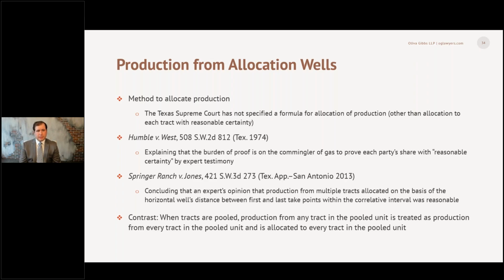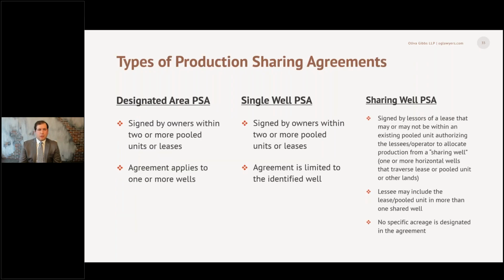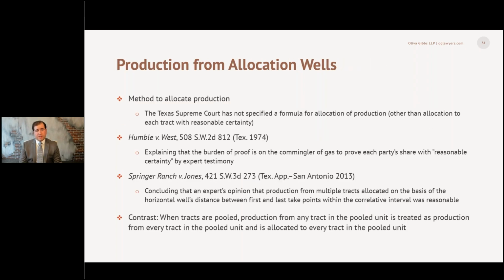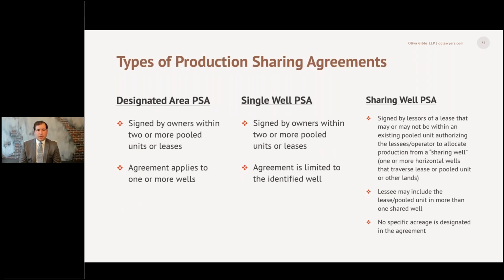So here's some court cases explaining why and how that reasonable certainty standard came about, and then a contrasting here. So with production sharing agreements, they're going to be a little bit different than allocation wells, where you have these different methods of allocation. Production sharing agreements, you're generally going to go into them determining ahead of time how you're going to allocate production. Again, that's why they're production sharing agreements. But there's generally 3 different types of production sharing agreements, and I wanted to touch on those here.